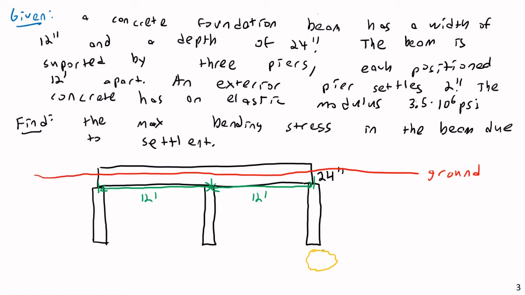And unfortunately, that is the case of what's happening here. For whatever reason, due to some weakness in the soil, this pier, relative to the others, is settling 2 inches. Again, that doesn't mean that these aren't settling at all. But this particular one is settling 2 inches more than the other ones. And I want to know what kind of stress is going to be built up in this big foundation beam because of that differential settlement.